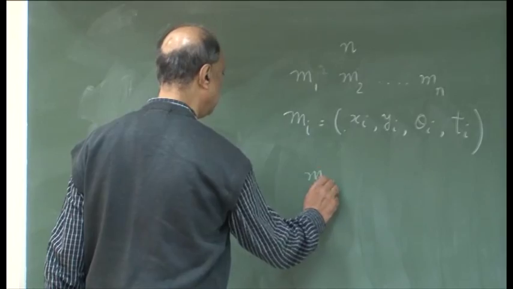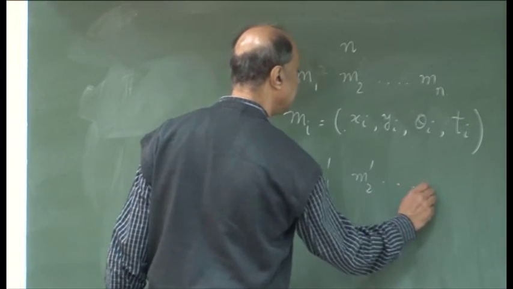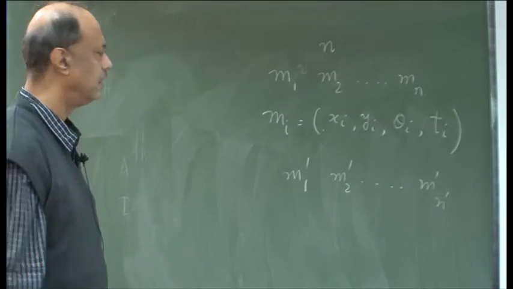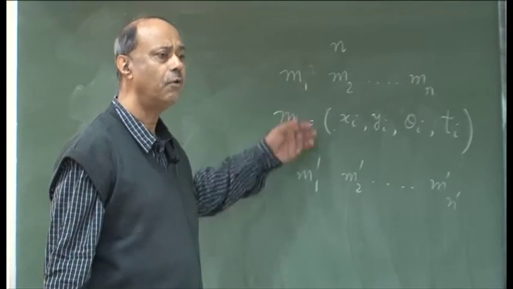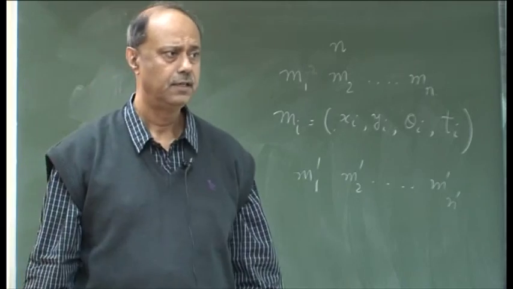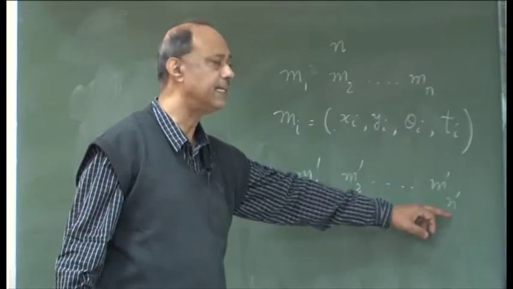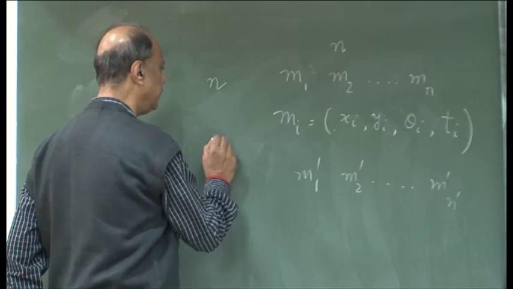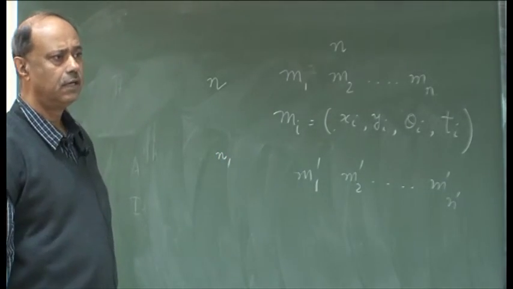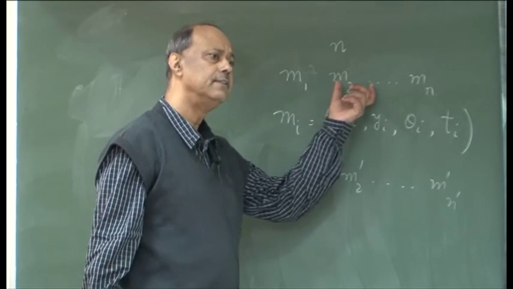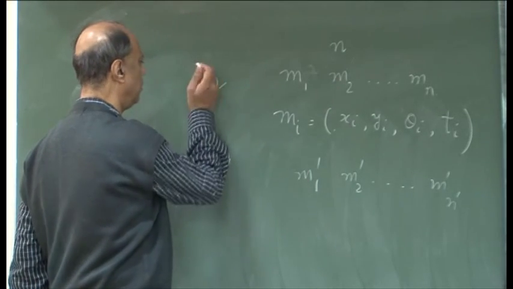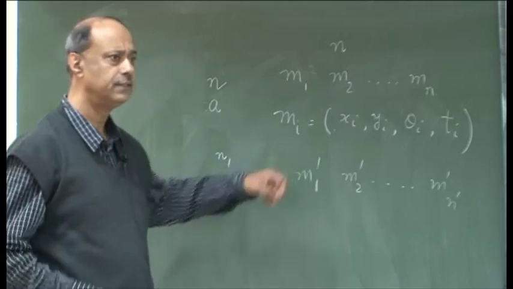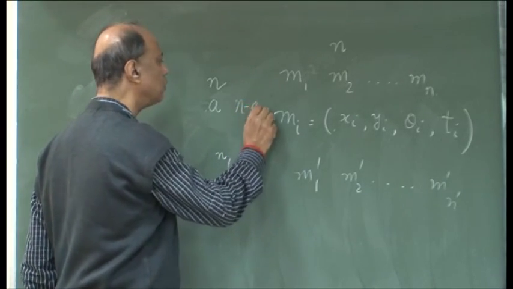Now, another minutiae point set is this, right. Now, you have to find out how many minutiae points are matched. One thing you remember, this n and this n prime may not be the same. So, it may have n minutiae points, it may have n1 minutiae points. It can contain a true minutiae points and the remaining n minus a false minutiae points.